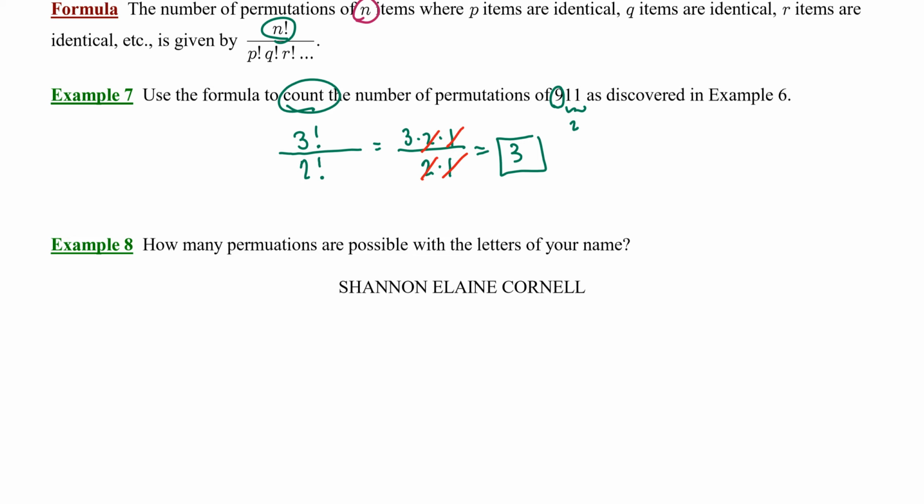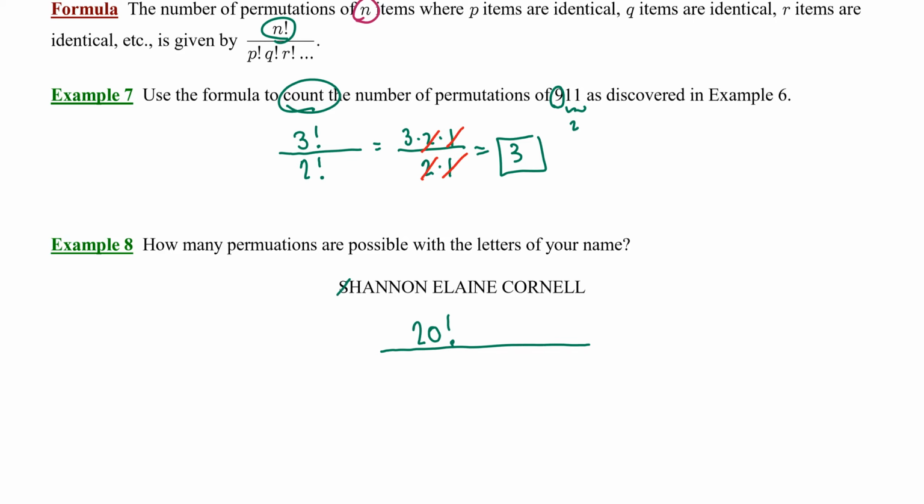So I'm going to start with the total number of letters in my name. If you take the time to count all of those letters, there's a total of 20 letters. So in the numerator, we're going to do 20 factorial. Then I'm going to look for repeated items.